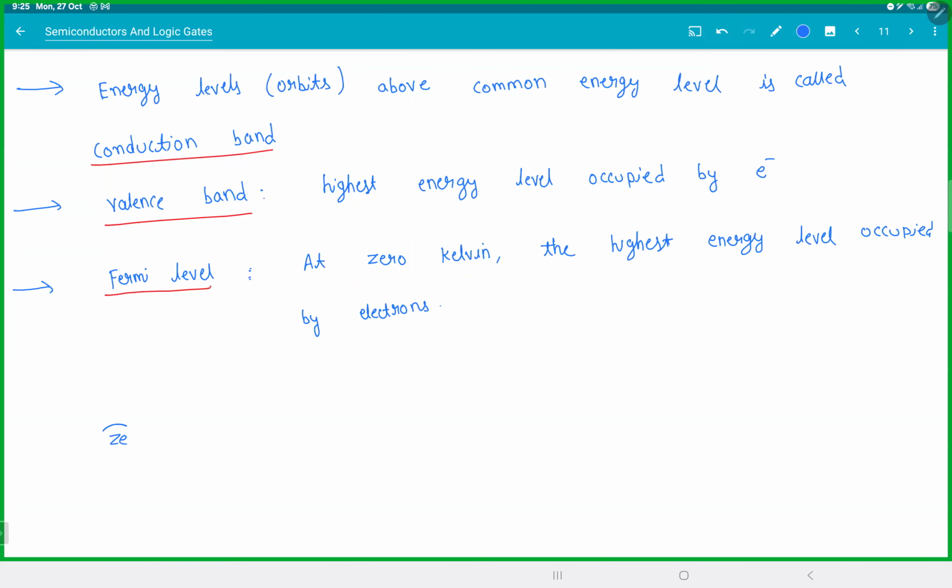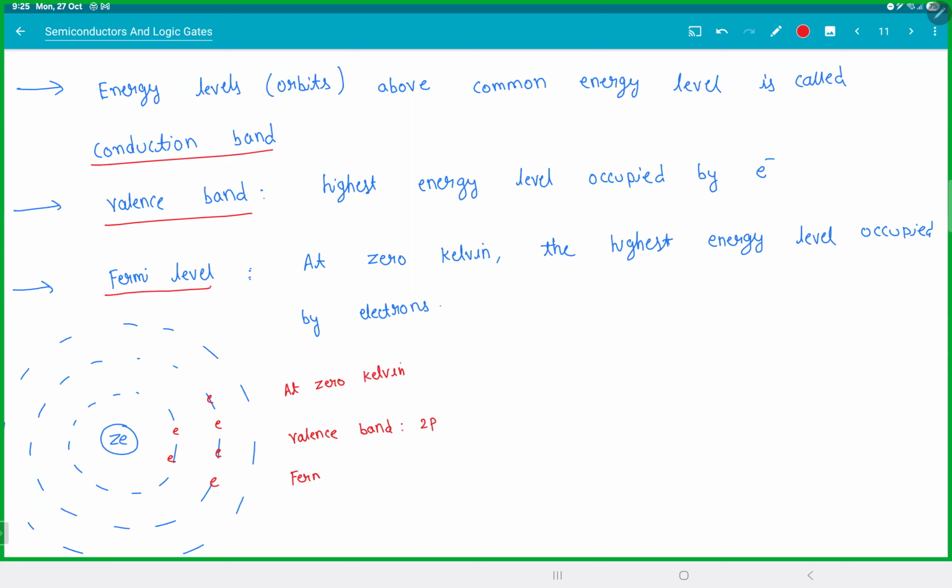Example: suppose you have a nucleus, and let's say we have electron here, electron here, electron, electron. Let's say it's a carbon atom. At 0 Kelvin, if someone asks you what is your valency band here, you will say 2p. And if someone asks you what is the Fermi level, you will also say 2p, or 2s, whatever it is.